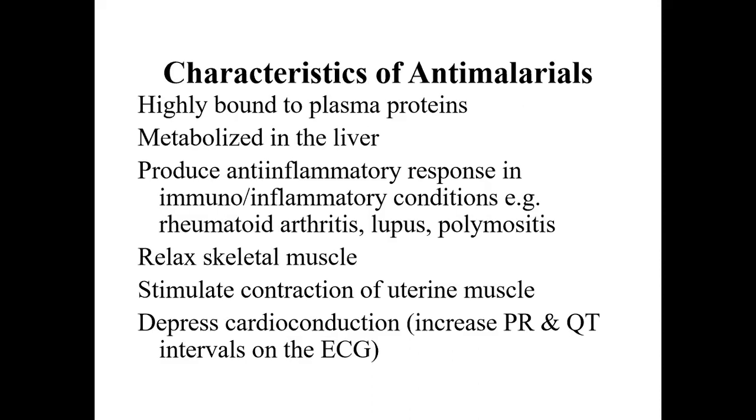So a characteristic of antimalarial drugs is that they are highly bound to plasma protein, which makes them circulate in the body, and they are metabolized in the liver. They produce an anti-inflammatory response in conditions like rheumatoid arthritis, lupus, and polymyositis, relax skeletal muscles, stimulate contraction of internal muscles, and depress cardiac conduction, so they can interfere with the ECG.